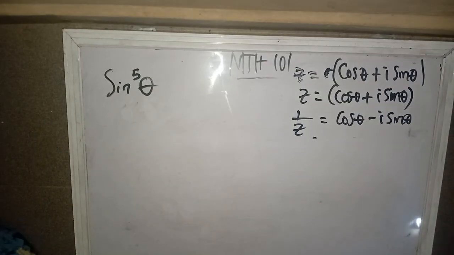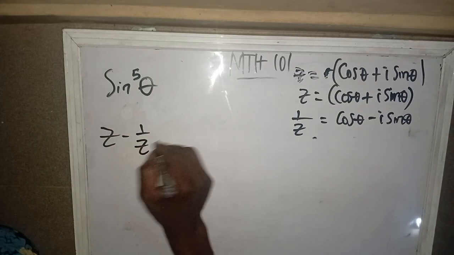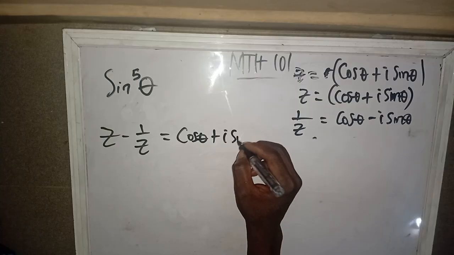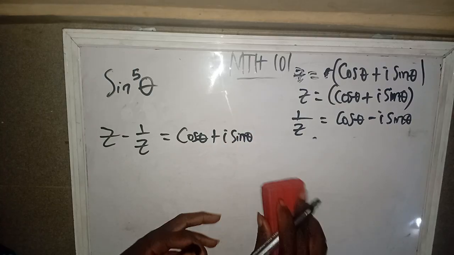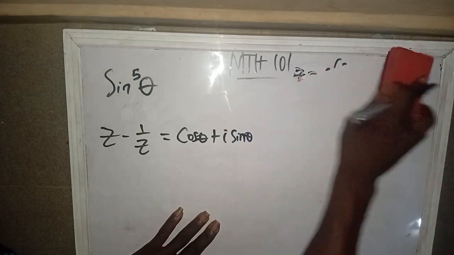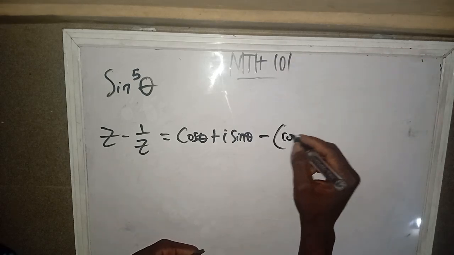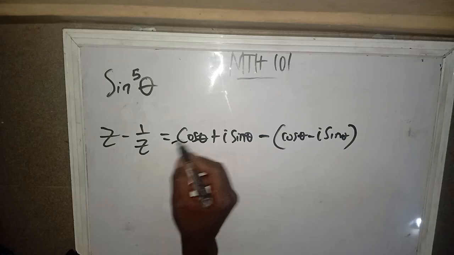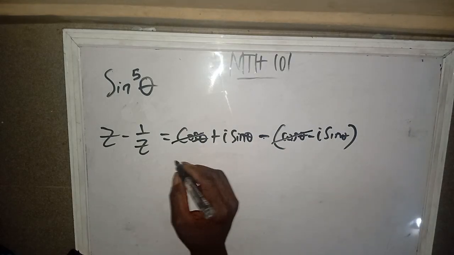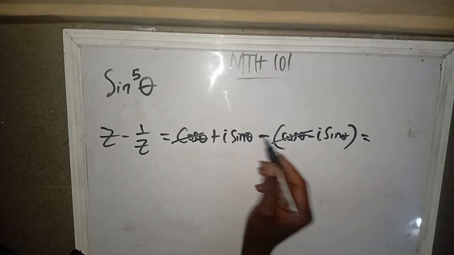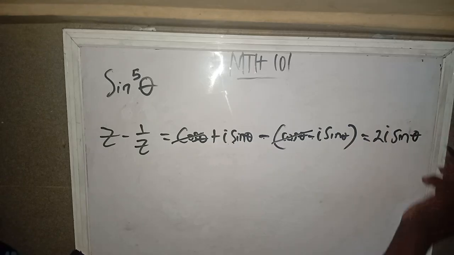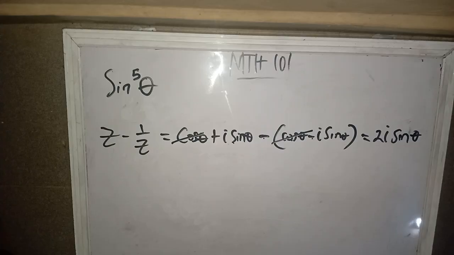Now, what we are going to do next is z minus 1 over z. What's our z? Our z is cos theta plus i sin theta, minus 1 over z, which is cos theta minus i sin theta. Are we together? So cos theta we cancel, minus times this, it cancels. So here we have i sin theta, minus times minus is plus, i sin theta plus i sin theta, we have what? 2i sin theta.